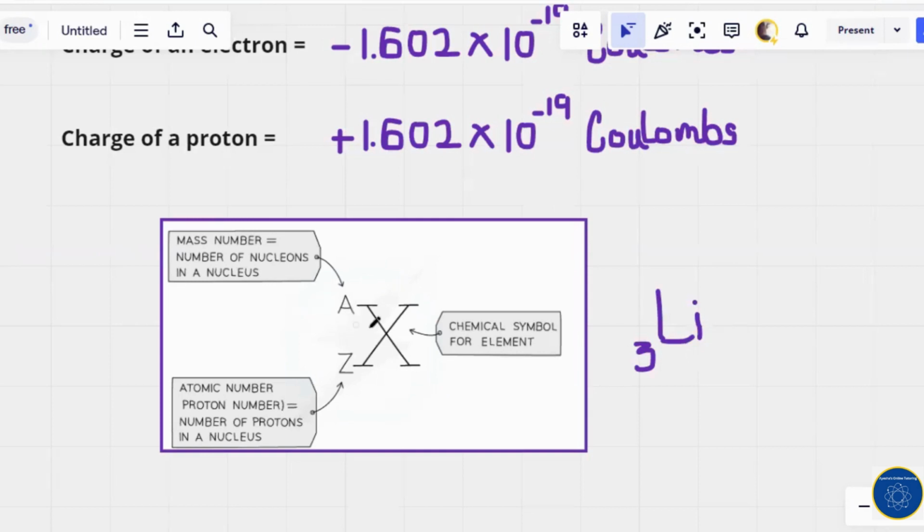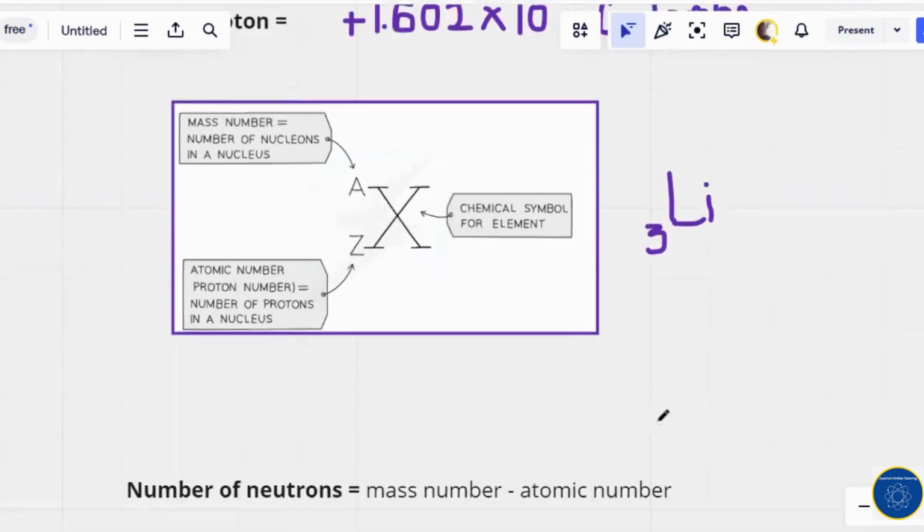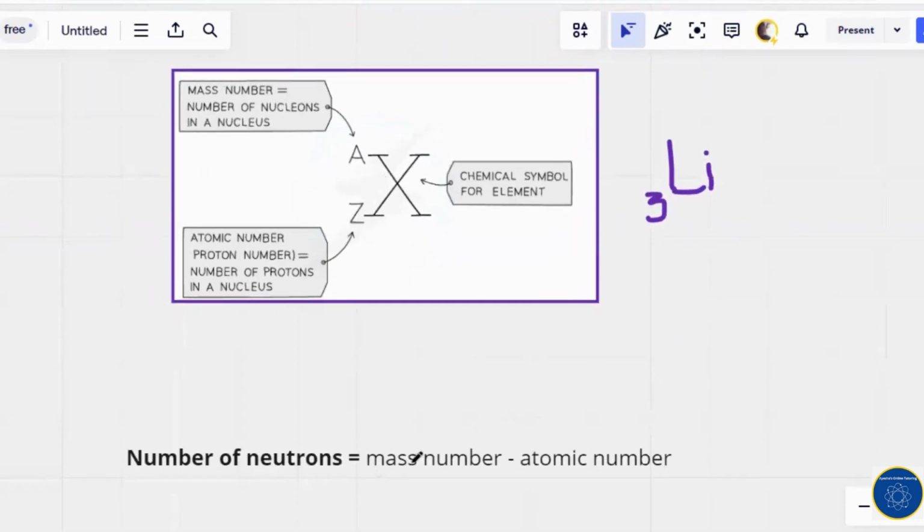It is simple. The number of neutrons can be found by subtracting atomic number from mass number. You can simply see: number of neutrons equals mass number minus atomic number, because mass number is the total number of protons and neutrons in the nucleus. That is how you can easily find out the number of neutrons.